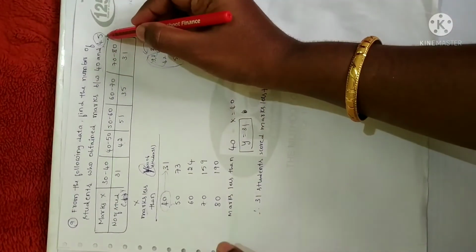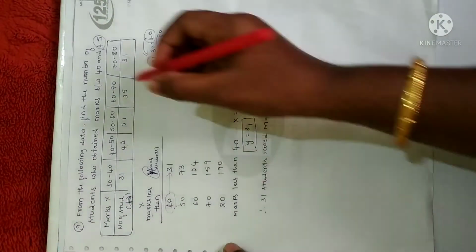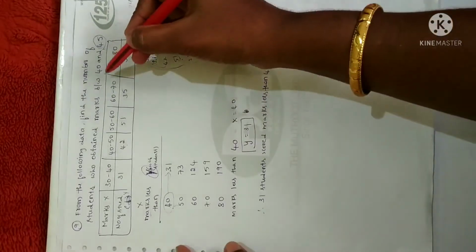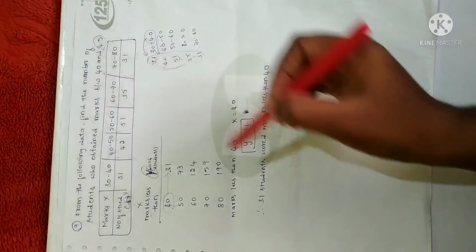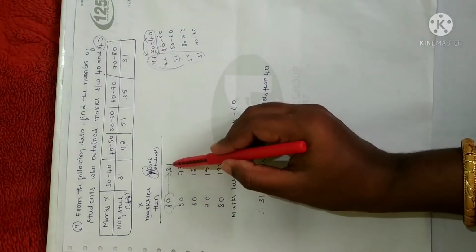Next we need to find the number of students who score marks less than 45. Between 40 and 45 we are finding. For that, since we have constructed the marks less than table, we have to first find the number of students who obtained marks less than 40. It is clearly given in the table itself.